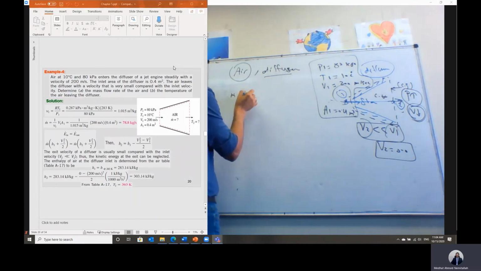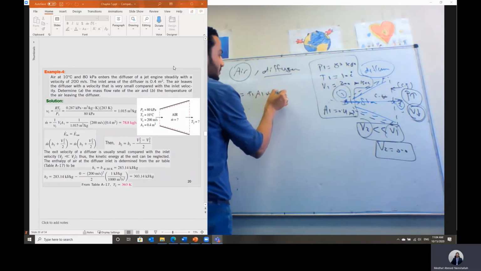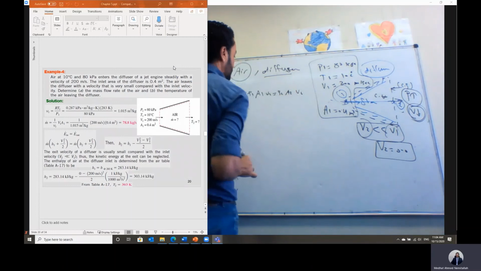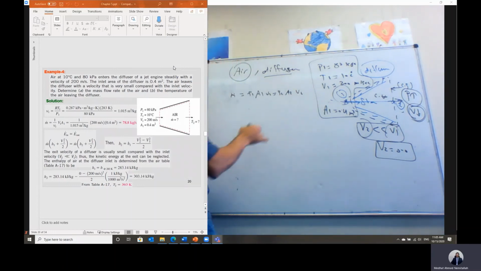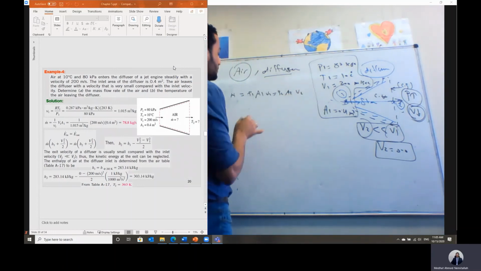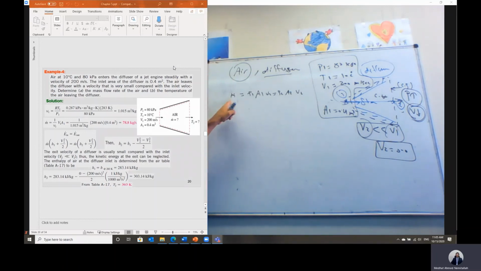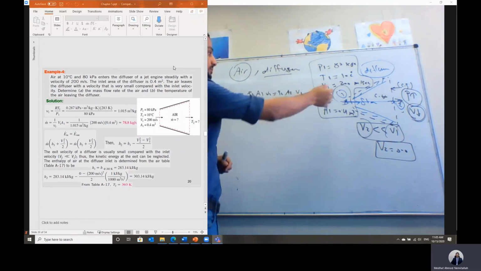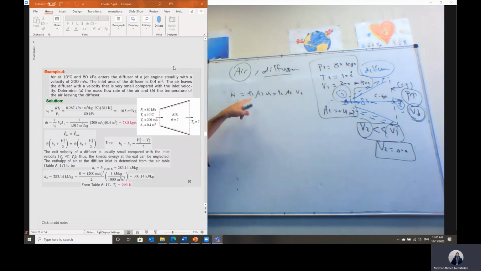So we have m dot, which is ρ1 A1 V1 = ρ2 A2 V2. This is the mass equation. We have the condition at section 1. So in this case, we can say m dot, which we need to calculate, equals density times area times velocity at the inlet section. So how can we calculate the density? In this case, the working fluid is air. How do we calculate the density?